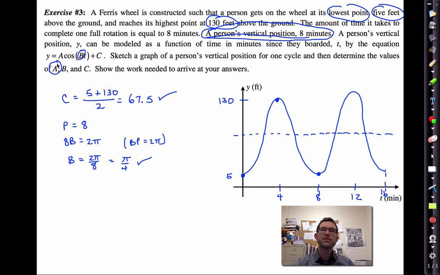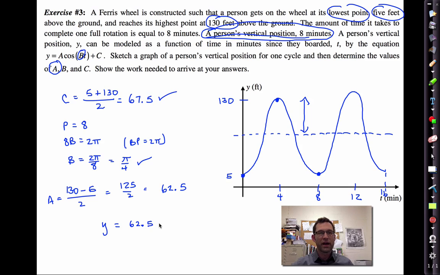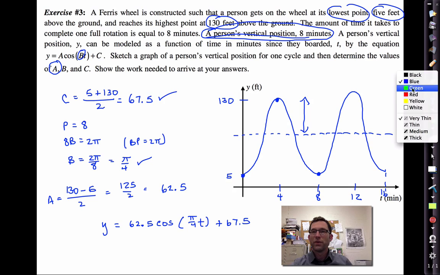Now for A. A is tricky, because it would be very easy to say, oh, I'll take my maximum minus my minimum and divide by 2. That would give me 125 divided by 2, which is also not the nicest thing on earth. That would be 62.5. The problem is, if you graph this curve on your calculator, this is what you'd see.